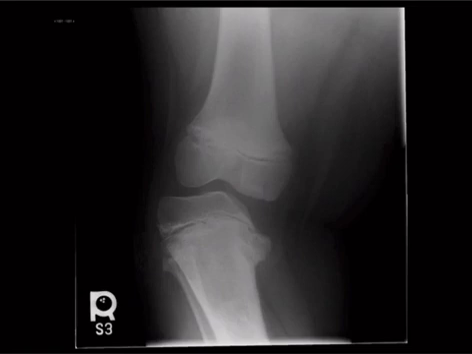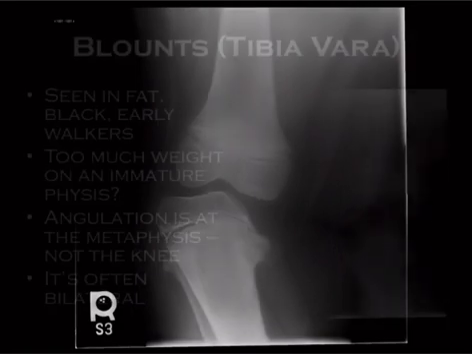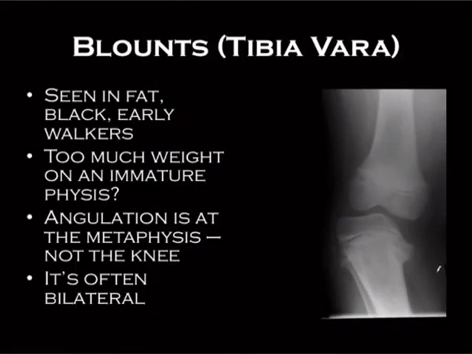The mechanism that you'll read about most commonly is this idea of too much weight on an immature physis. That's why it's like early walkers, especially overweight early walkers. So too much weight on an immature physis. Also notice that the angulation is taking place at the metaphysis here, so that's important also. The angulation's not at the knee. The angulation's down here at the metaphysis. These things are often bilateral.